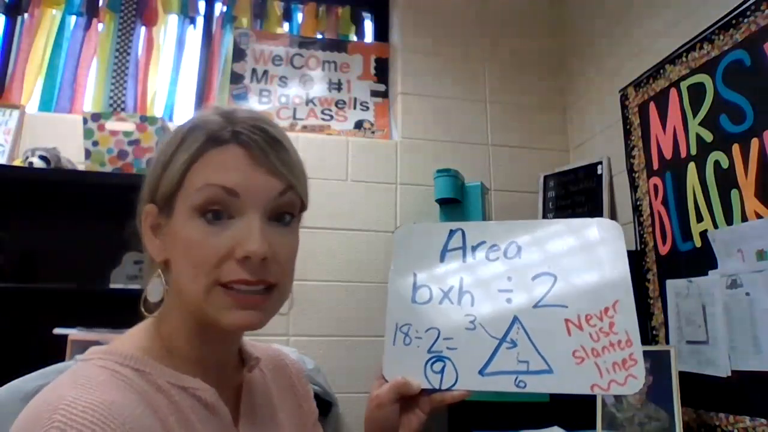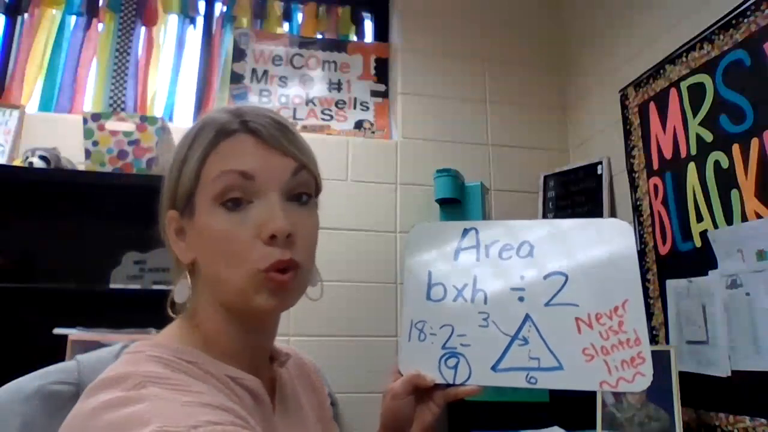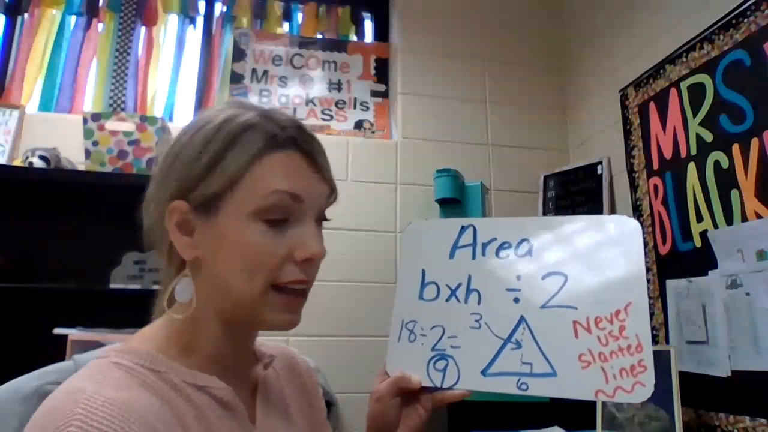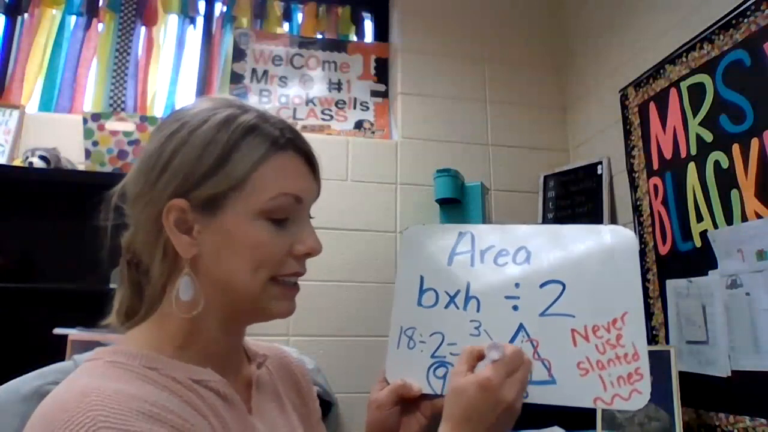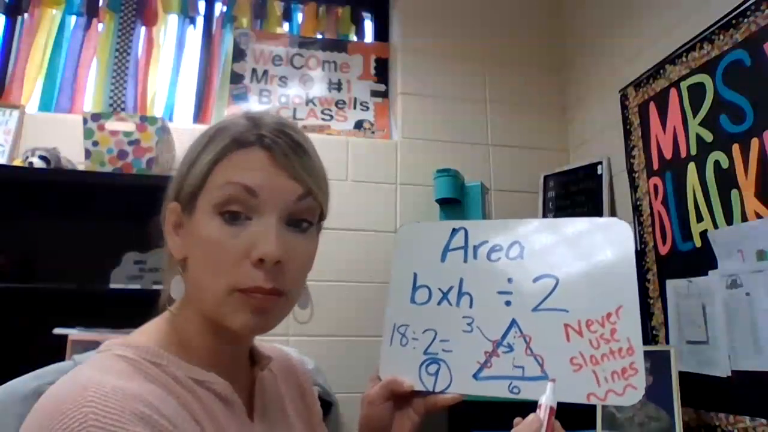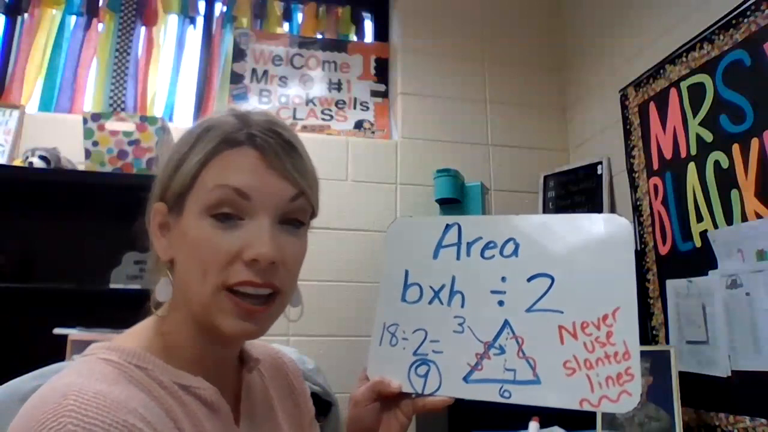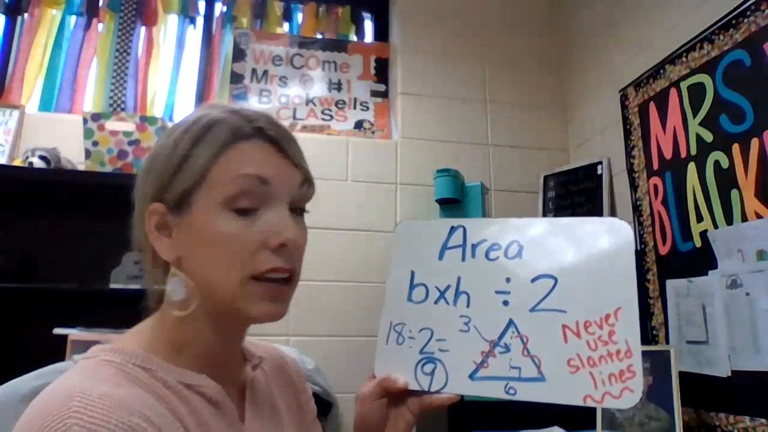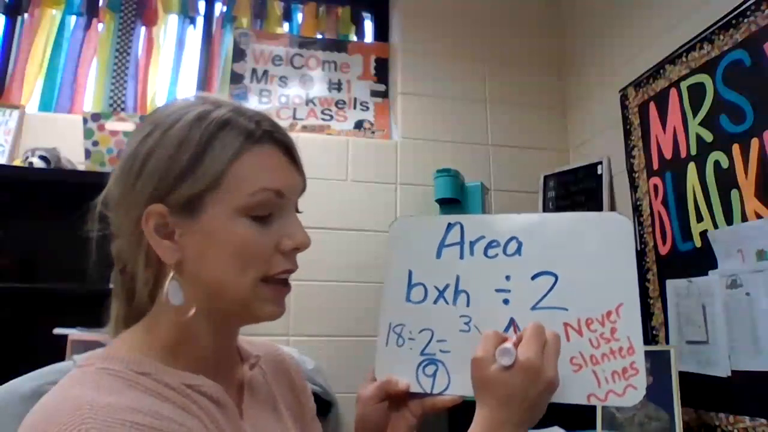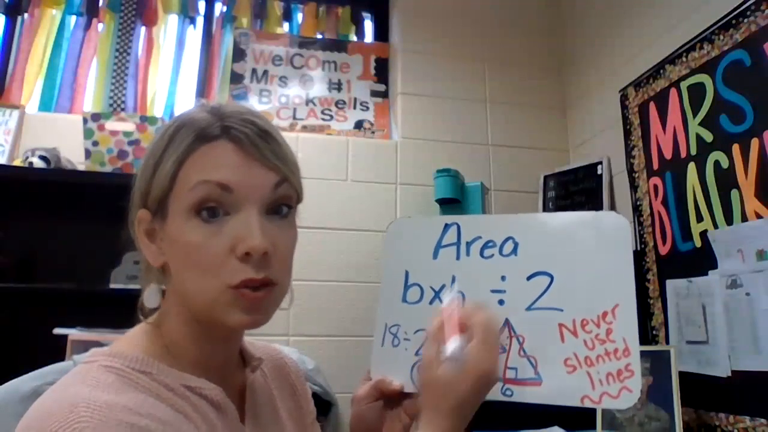because you have to divide your base and your height by 2 if you have a triangle. Remember a rule that you can never use slanted lines. This would be a slanted line here. This would be a slanted line here. And if they give you a number that is attached to those slanted lines and tell you to find your area, remember that Ms. Blackwell said we don't use slanted lines because your base and your height have to be perpendicular to each other. So that's the rule for triangles, area for triangles.